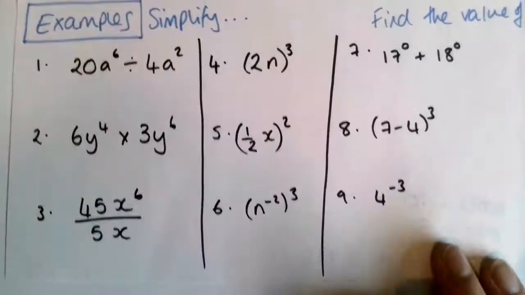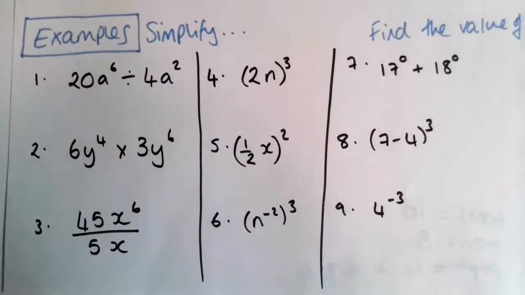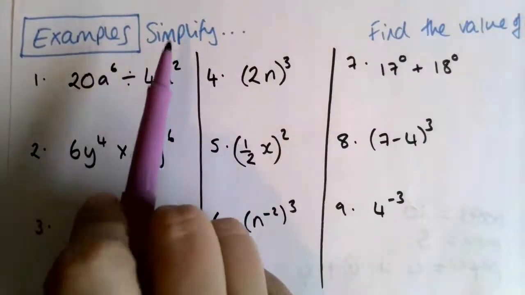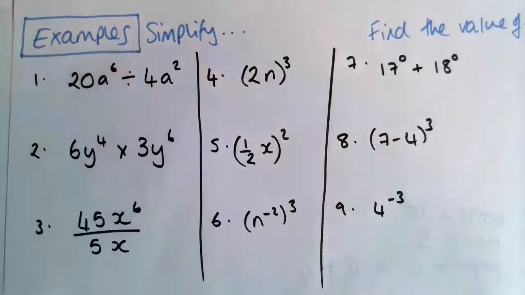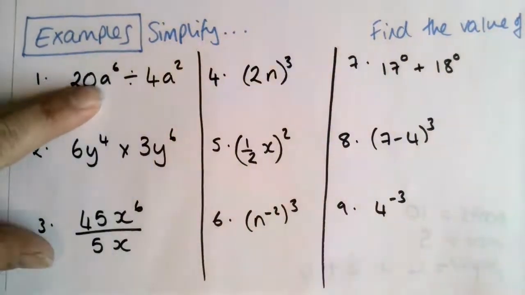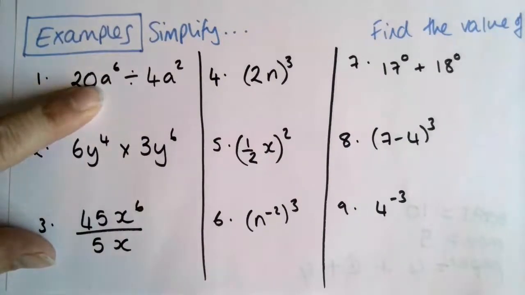So we've got out a few examples here that we're going to work our way through. For questions 1 to 6, all we're being asked to do is to simplify these things, which means gather your terms together. So number 1, 20a to the power of 6 divided by 4a squared.